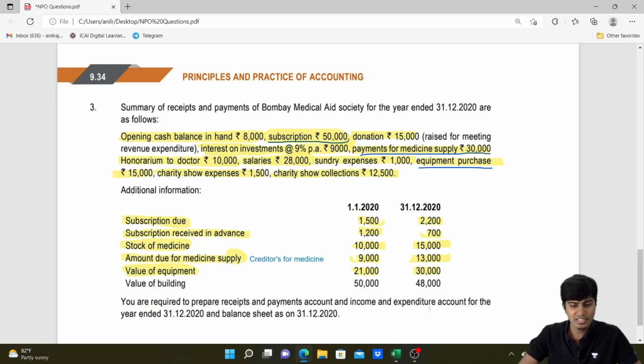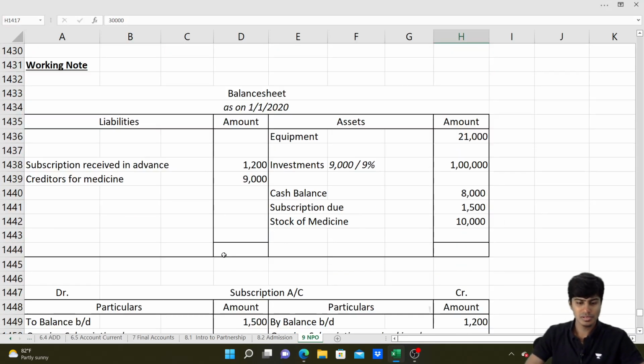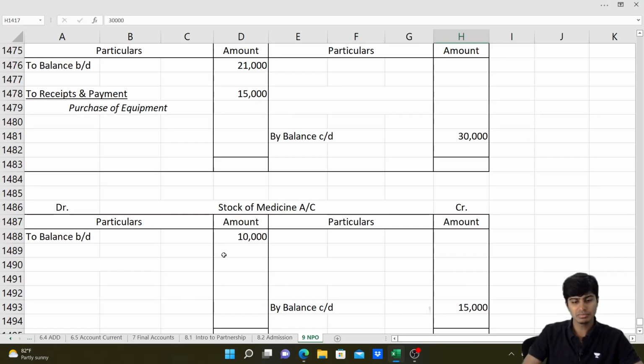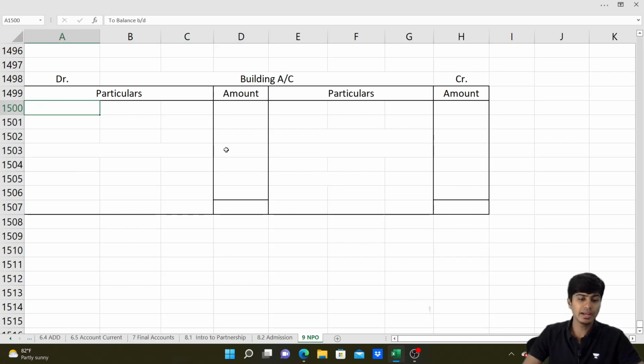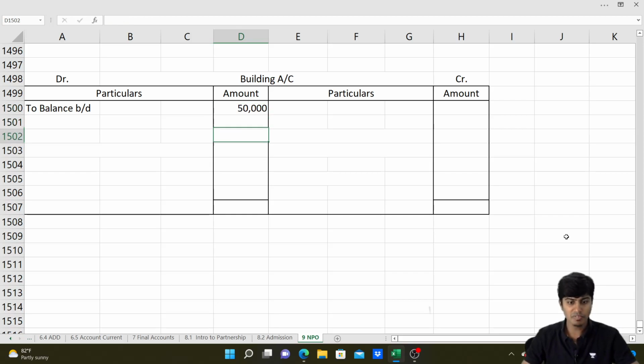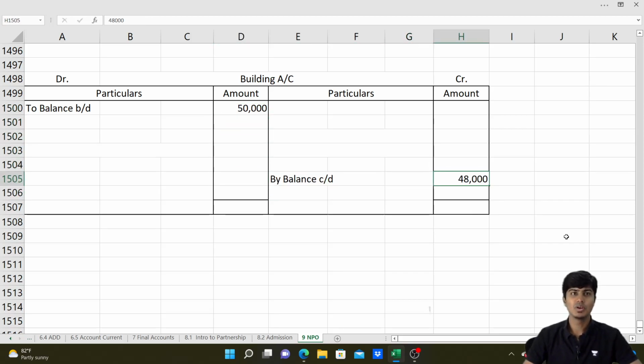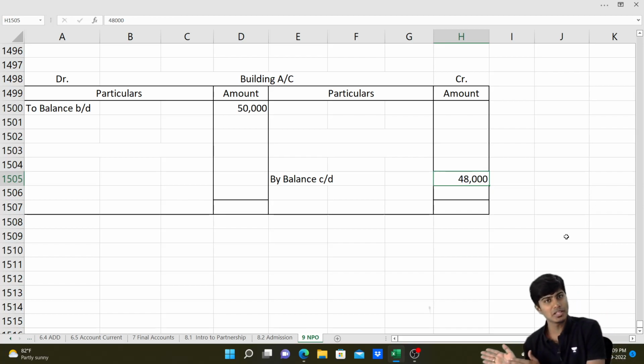Yes, we've written this. Lastly, we have the value of building: 50,000 opening and 48,000 closing. Building's opening balance is 50 and the closing balance is 48. Let's write it. Shall we open one building account? We are opening here an account for building, and in the building account I'll write "to balance brought down" 50,000 and "by balance carried down" 48,000. Opening balance of an asset is on the debit and closing balance on the credit.